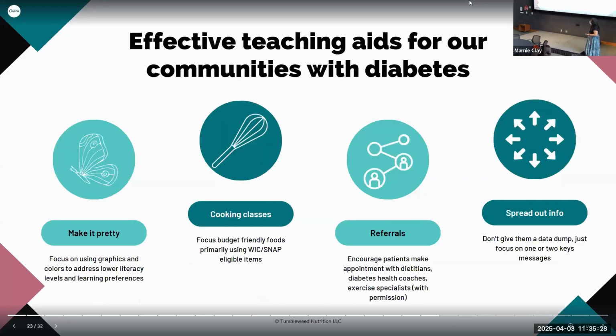All right, so just some more effective teaching aids for our communities with diabetes. Again, I like to say make it pretty, use colors where we can, focus on using graphics and colors to address lower literacy levels. When you order handouts online, make sure you do a thorough vetting of whether there is more text or more visuals on there.